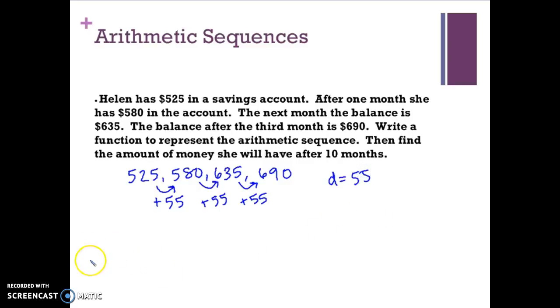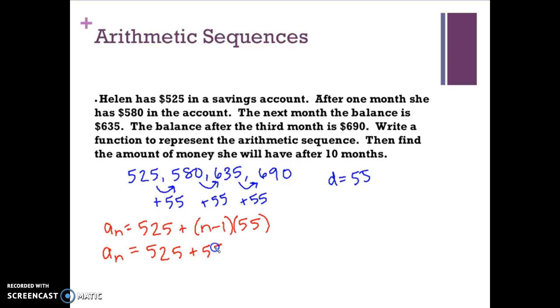So I'm just going to write my equation. So we've got, change colors, my first term, so we'll say a sub n equals 525 plus n minus 1 times my common difference of 55. Distribute the 55, so 525 plus 55n minus 55, and then combine my like terms. Put my 55n in first, and 525 minus 55 is positive 470. Do my math right.